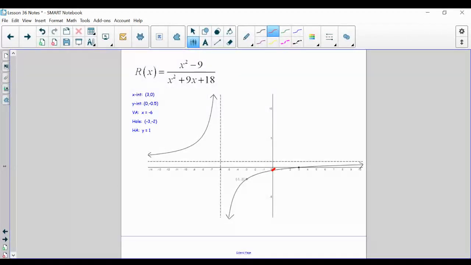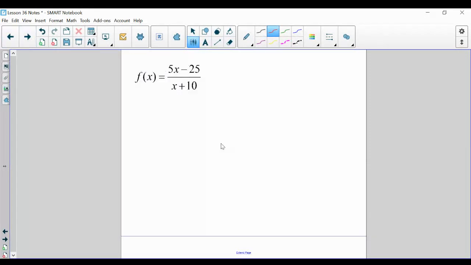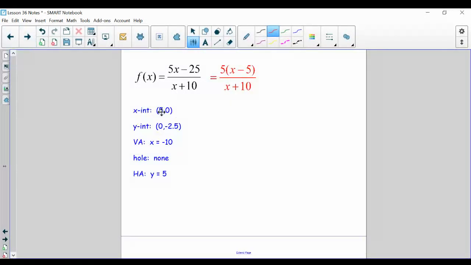All right, let's try one more. Let's do one that doesn't have a horizontal asymptote at 1 like the last two have. All right, 5x squared minus 25 over x plus 10. So there's not really a whole lot of factoring to do with this one except for the numerator we would take out a 5. So my x-intercept will end up being at negative 5.